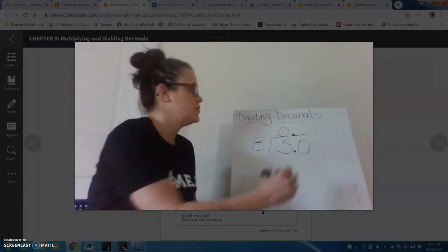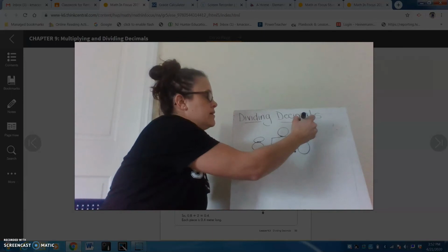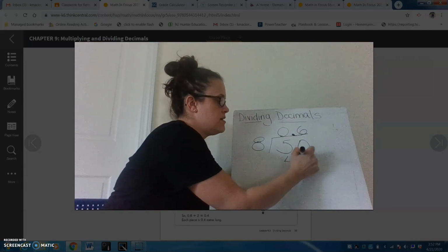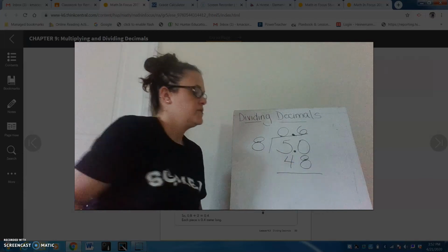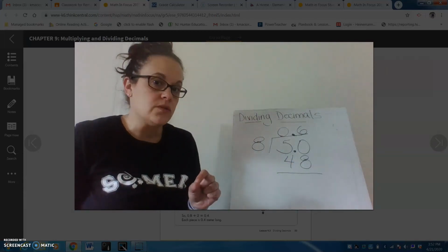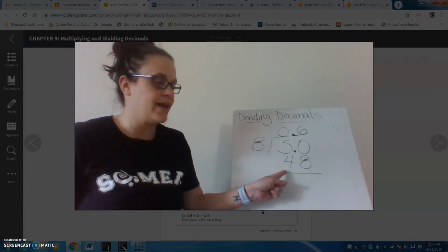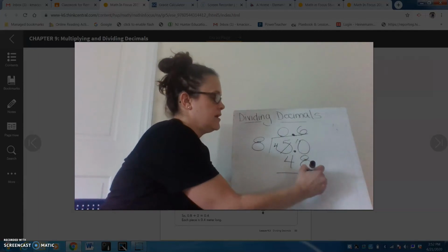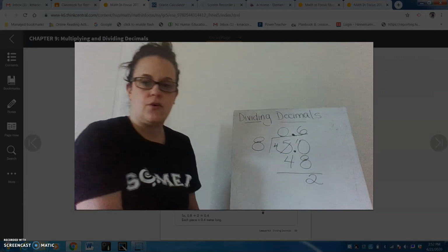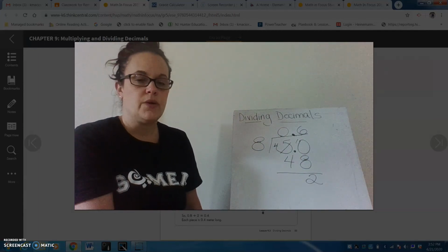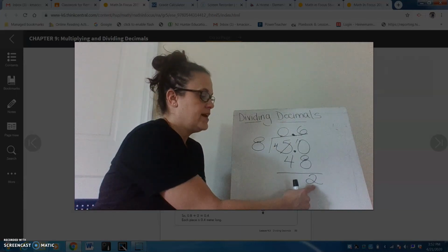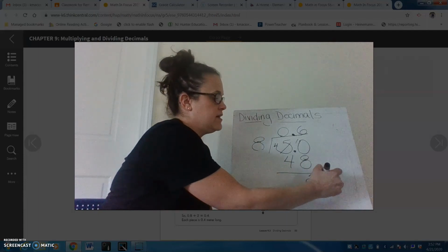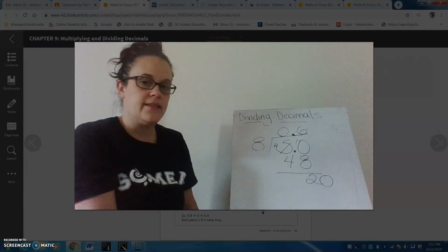So, I have to look at it. I think I can take 6 times 8, which would be 48. If I took 6 groups of 8 wholes and I regrouped them into tenths, I would get 48. And then I'm going to find the difference. And I look that I have 2 left over. So again, not enough. I cannot take this number and divide it into 8 equal groups. So I'm going to add another 0. And now I have 20 tenths.